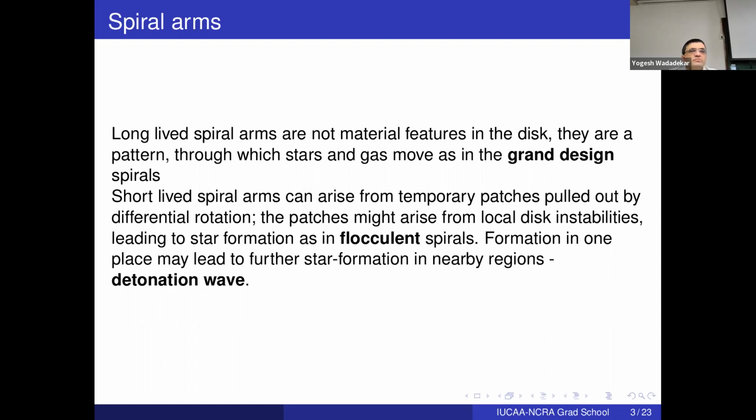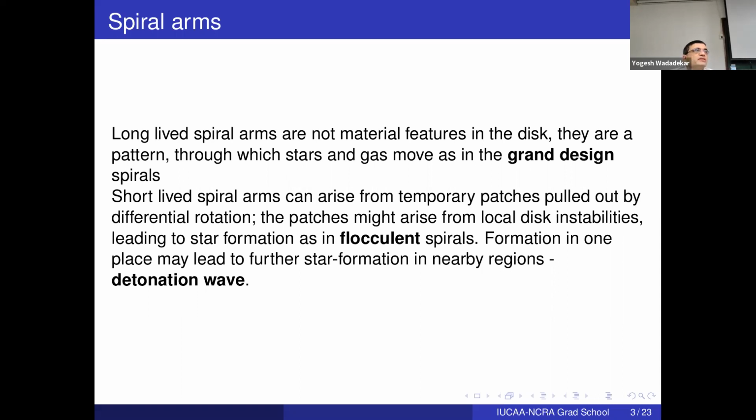Many spiral galaxies are what are called flocculent spirals. And in such flocculent spirals, you have short-lived spiral arms, which can arise from some kind of temporary patches pulled out by the differential rotation of the disk. And these patches may arise from local disk instabilities. So there may be locally some instability that leads to the formation of gravitational sort of high density region, which leads to increased gravity and leads to flow of gas and star formation. So perhaps this is what is happening in flocculent spirals.